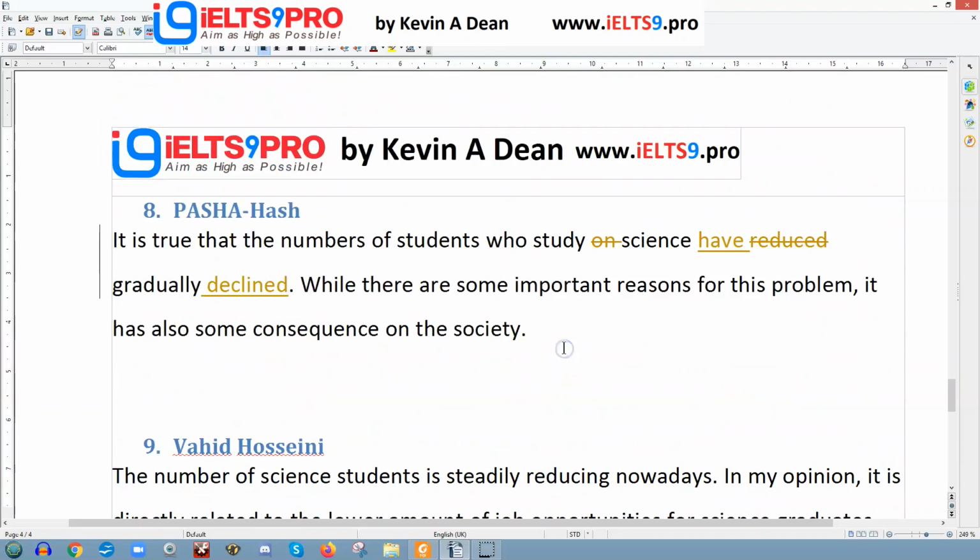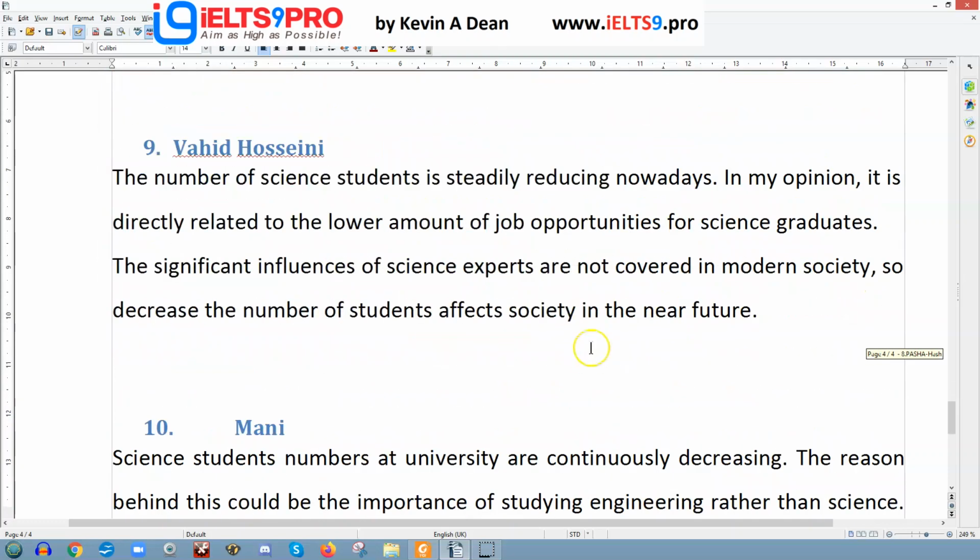That's good. And this tells me nothing. What's that tell me? Answer the question. What's the reason? What's the effect? That it's a waste of words. Tells the reader nothing. The number of science students is steadily reducing. Reducing is not quite the same as declining. Nowadays, in my opinion, it is directly related to job opportunities.